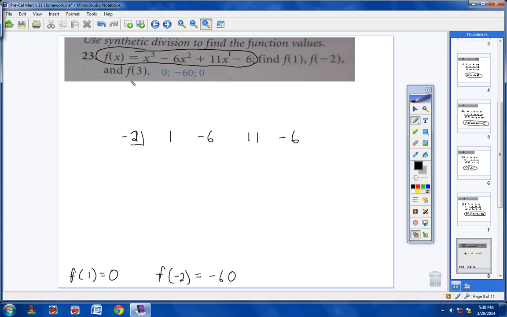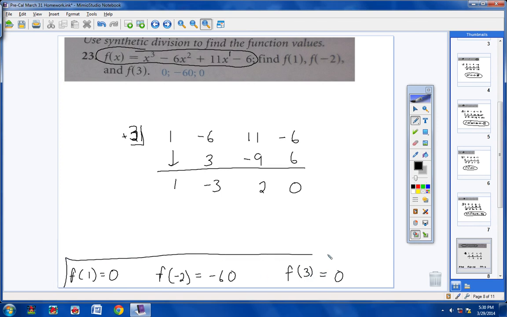And then lastly, we're evaluating f of 3. So make this positive and make this number 3. And here we go. Bring down your 1. Multiply, you get 3. Combine, you get -3. Multiply, you get a -9. Combine, you get 2. Multiply, and you get 6. Combine, and you get 0. So f of 3 equals 0. So there's your three answers.